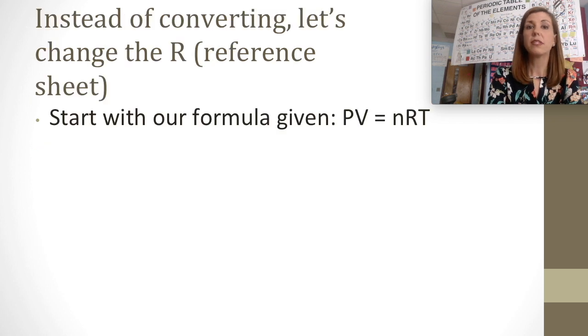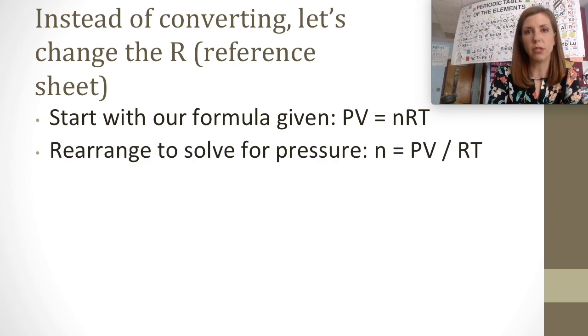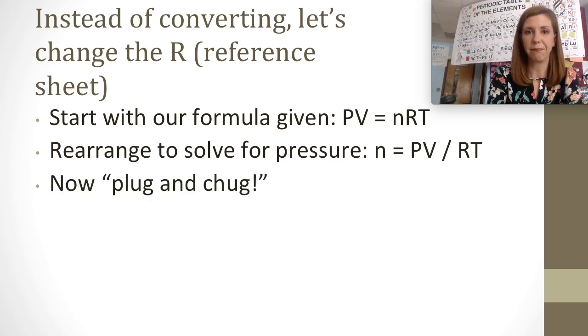So instead of converting this time, let's just change our R value. Again, there's two R values on your reference sheet. One in atmospheres of pressure and the other one in kilopascals of pressure. So if we start with our formula, PV = nRT, this time solving for moles, we need to divide by R and T on both sides to get n by itself. This rearranges our equation to where pressure times volume is divided by R times T.